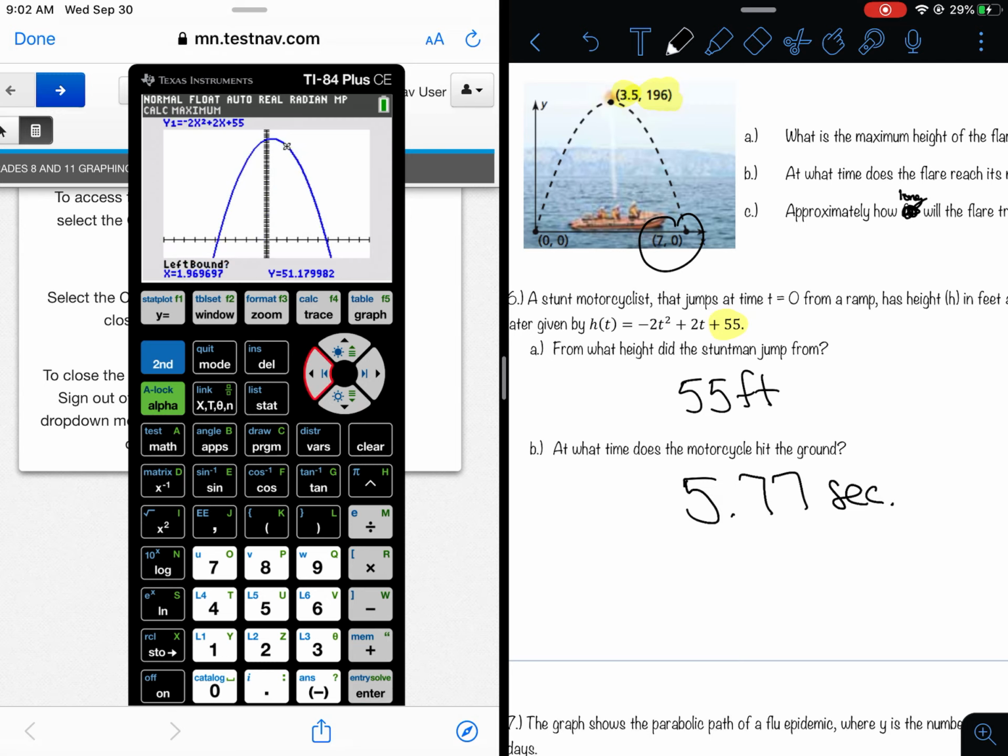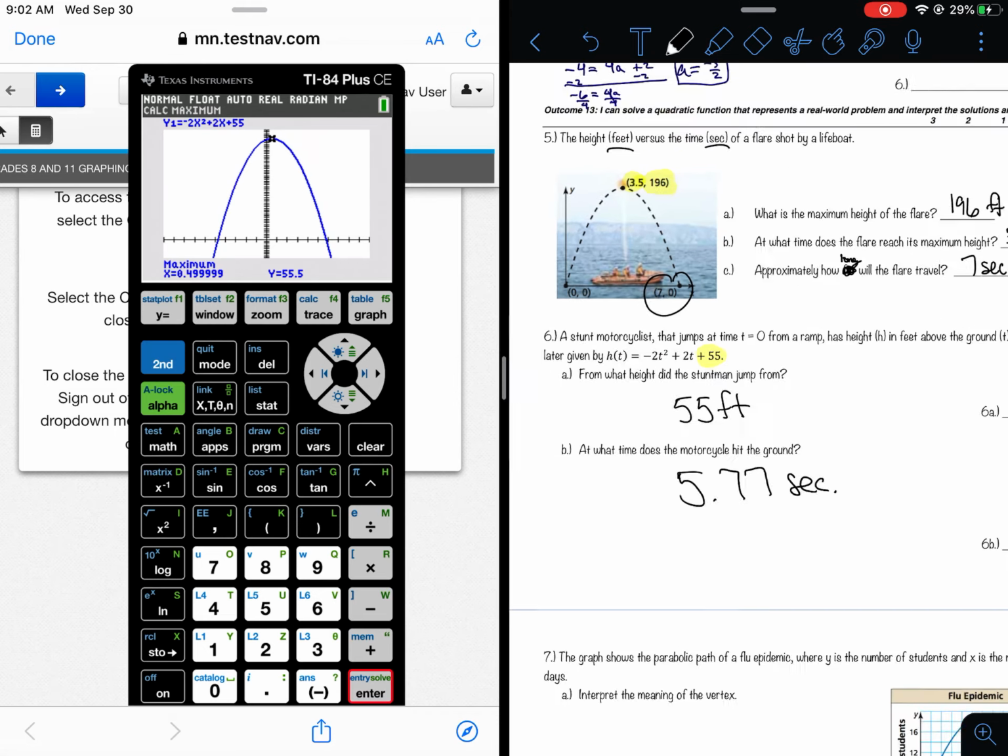Now the maximum is going to be at the top, so all I have to do is set the boundary left of the top and right of the top and hit enter a third time. So I can see that he started at 55 feet, but his highest point was only 55.5 feet, so it looks like he only went up half a foot before he came back down.